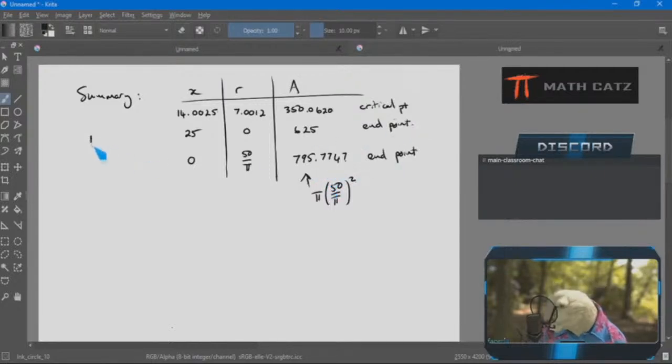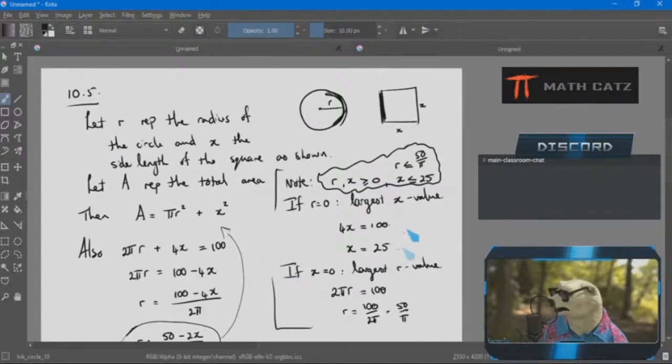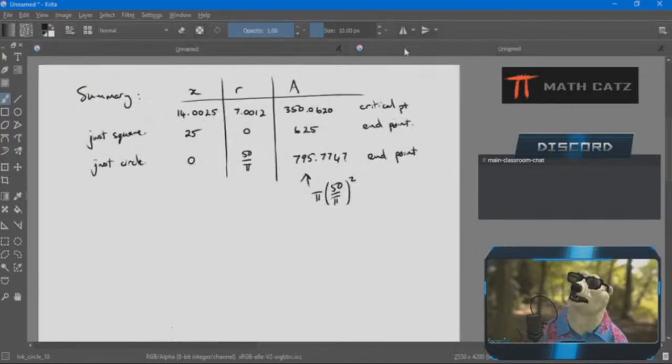So let's say here, just the square, just the circle. So I do have to check the endpoints, because in these practical situations, things are a little bit more complicated. And I don't know what's going to be the best. Just because I find a critical point doesn't mean that's necessarily the answer. So let's write a concluding sentence here.